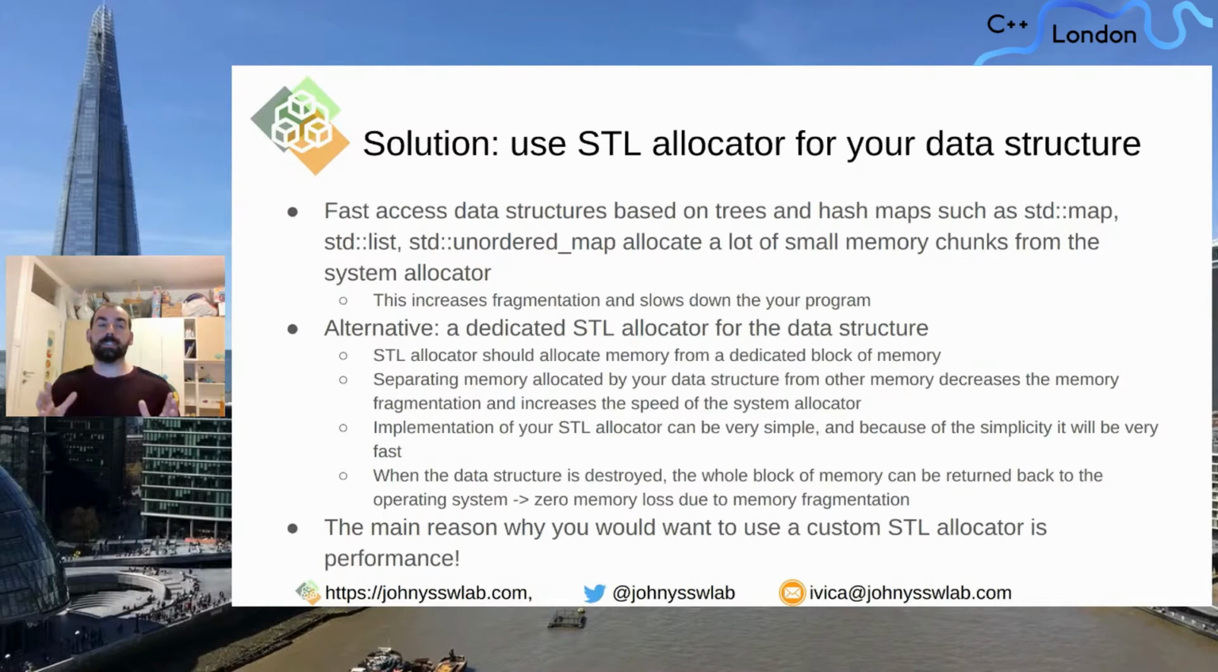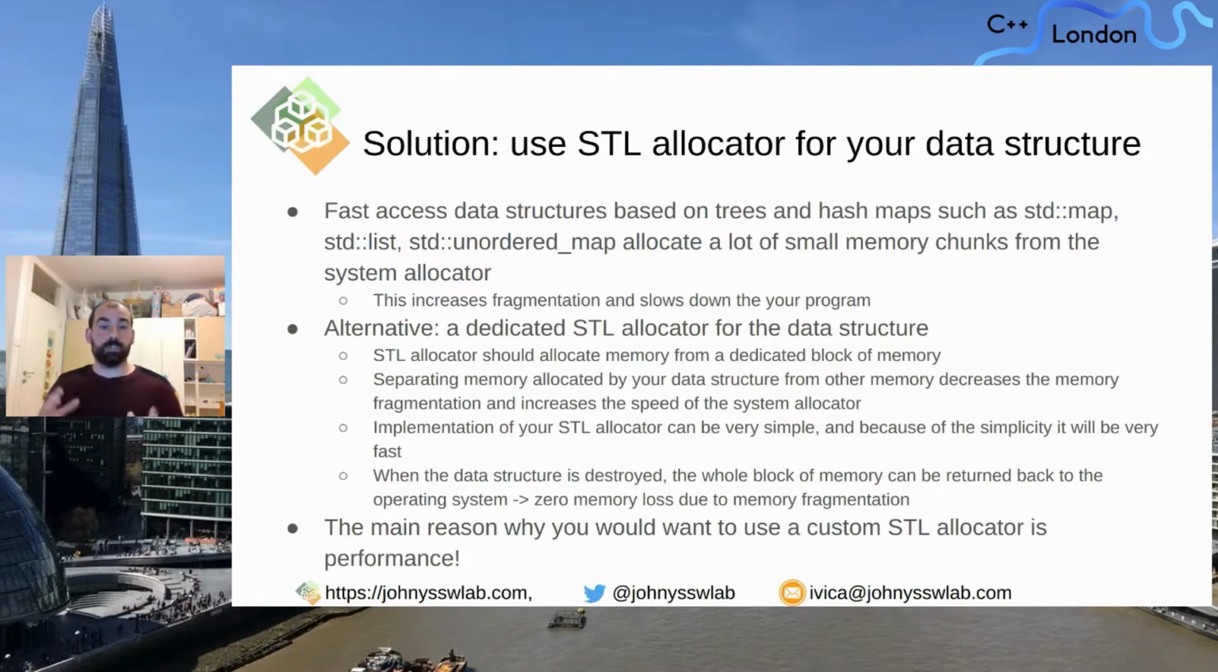You configure your STL allocator, you should write it yourself, and there are also some solutions that you can find online. But the main idea is to use a dedicated block of memory for your data structure. When you allocate from a dedicated block of memory, when your data structure gets destroyed, you can release the whole block back to the operating system. So by splitting the memory allocation per component or per data structure, when the component or the data structure finishes its job, you can return all the memory back to the operating system.